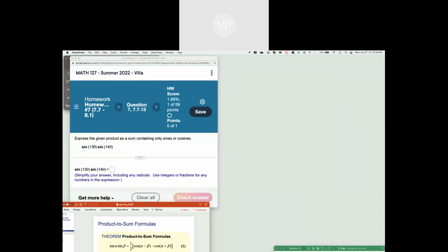Okay, so if we have, and I'm not saying you have to write the formula every time, it helps you to memorize this, it helps you to learn this. It's not essential, but sine of alpha, sine of beta equals a half cosine of alpha minus beta minus cosine of alpha plus beta. And we're looking for the sine of 13 theta, sine of 14 theta. I know that didn't look exactly clear. It looks like a 130 and a 140, but they're thetas.